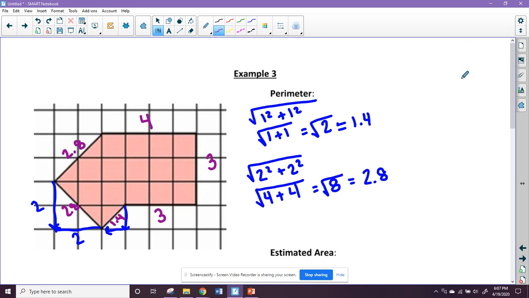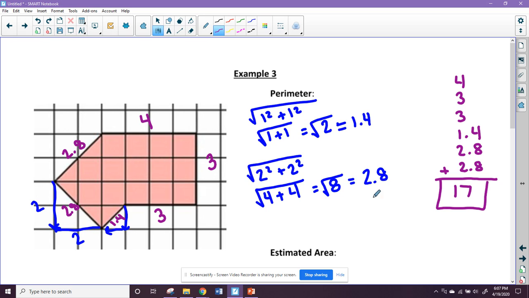So now let's add it up. 4, 3, 3, 1.4, 2.8, and 2.8. Add this all together, what do you end up getting? Let's see. 4 plus 3 plus 3 plus 1.4 plus 2.8 plus 2.8, and that gives us 17. So our perimeter of this figure is 17.